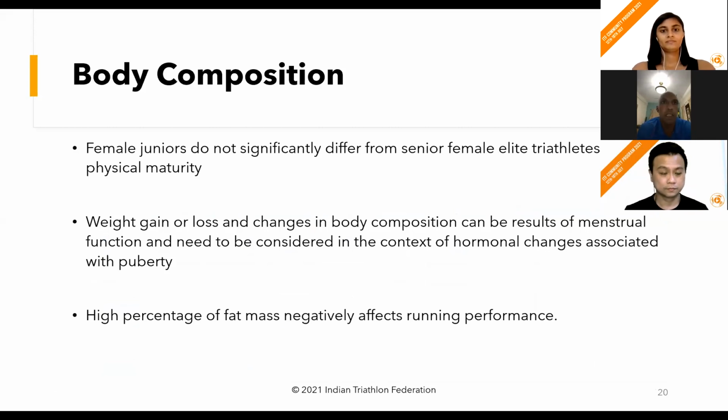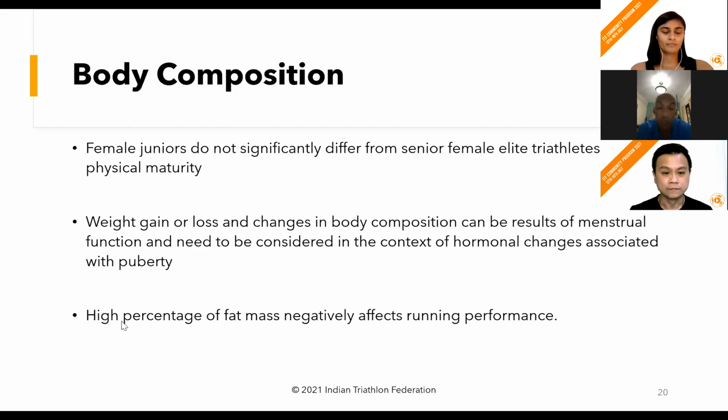When it comes to body composition, there's not much difference between female juniors and senior females. Puberty and menstruation play a big role in this. As a natural rule, a higher body fat percentage impacts running performance. But again, how low do you want to go? There's a lot of controversy surrounding this.